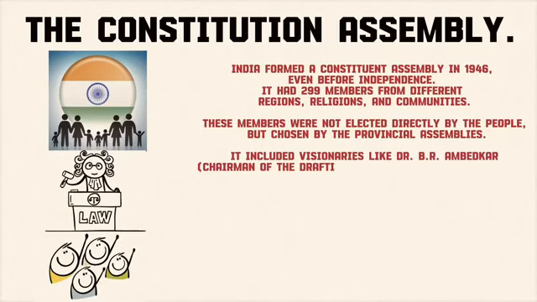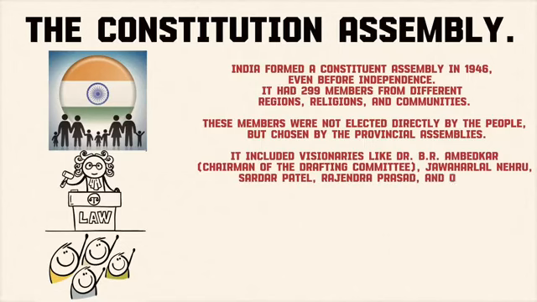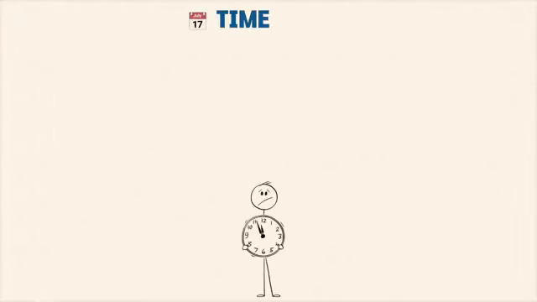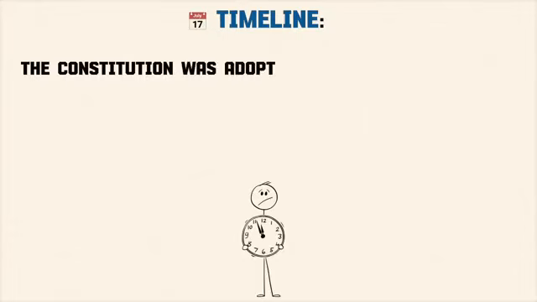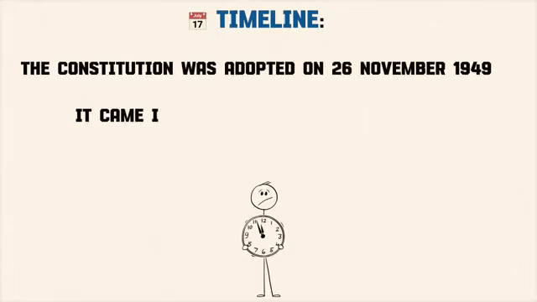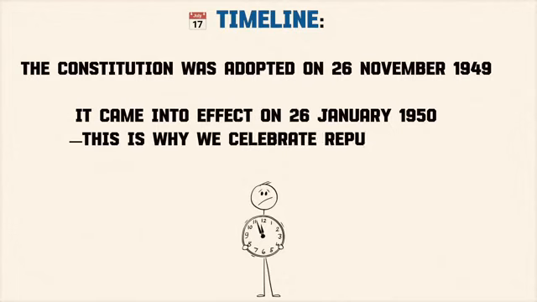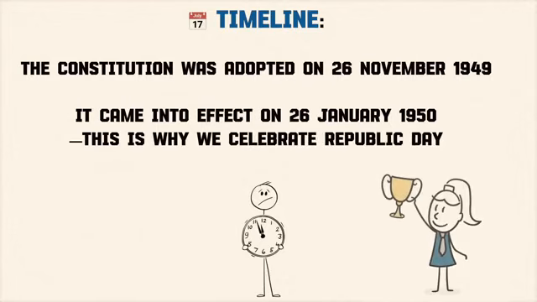It included visionaries like Dr. B.R. Ambedkar, chairman of the drafting committee, Jawaharlal Nehru, Sardar Patel, Rajendra Prasad, and others. This assembly debated, discussed, and drafted the Constitution with care and vision. Timeline. The Constitution was adopted on 26 November 1949. It came into effect on 26 January 1950. This is why we celebrate Republic Day.